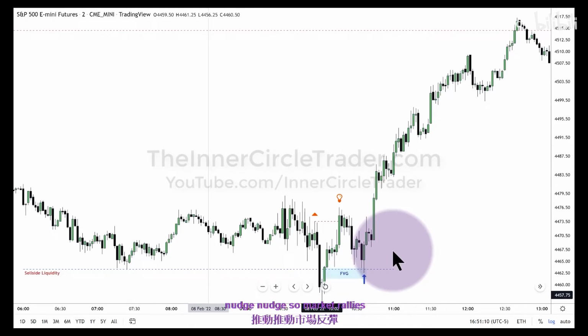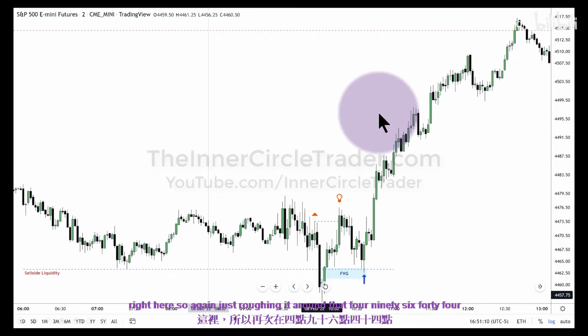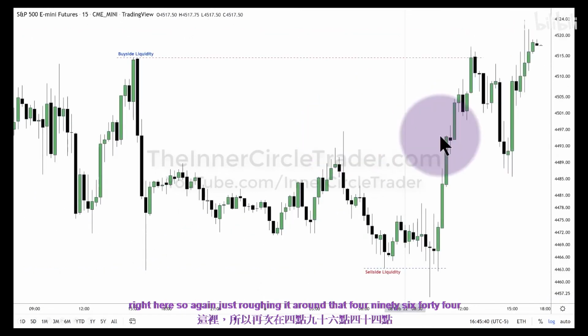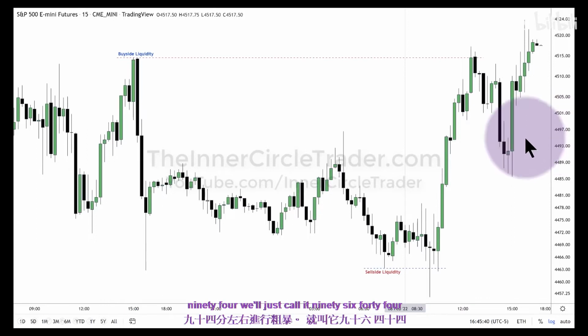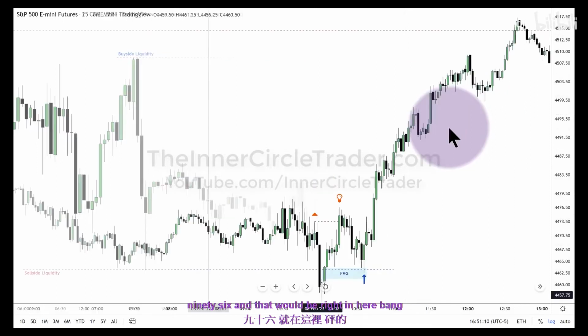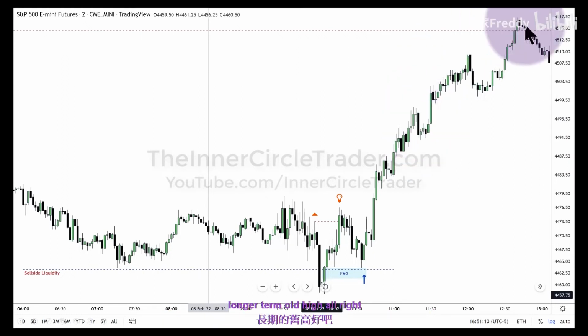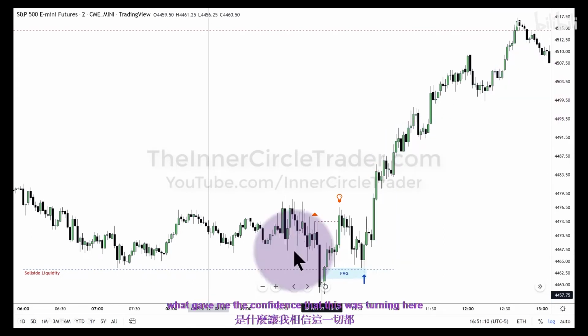Hint, hint. Nudge, nudge. So the market rallies, and it trades into that short-term high that was seen on, let's go back up, right here. So again, just roughing it around 44.96, 44.90, we'll just call it 44.96. And that would be right in here, bang. Hits it, sweeps it, accumulates some more, and then rallies even higher, taking out that longer-term old high. All right. What gave me the confidence that this was turning here?